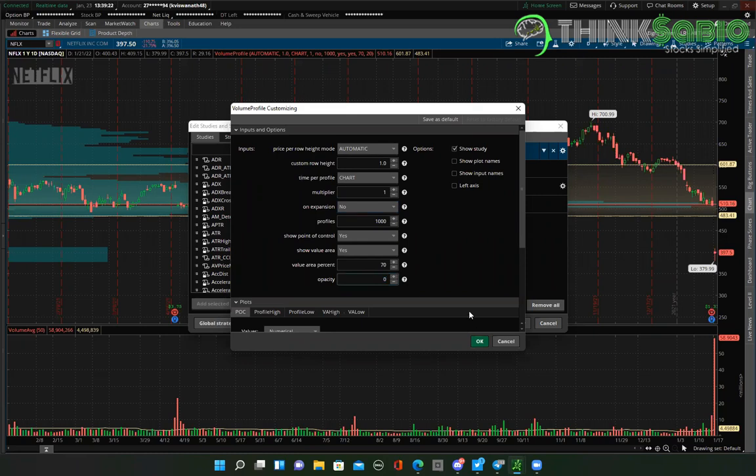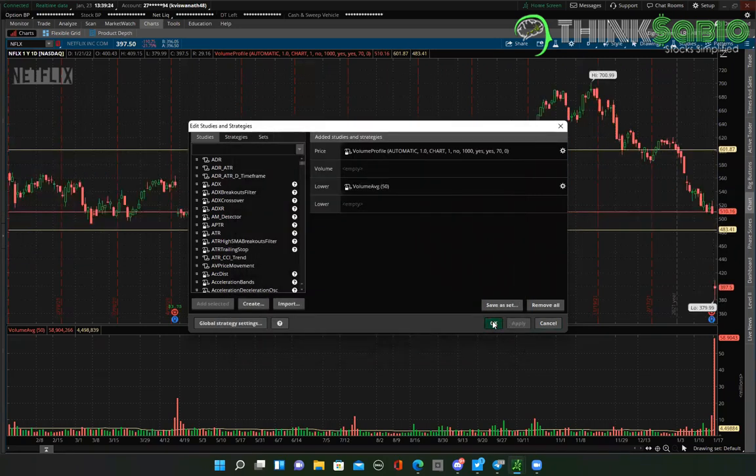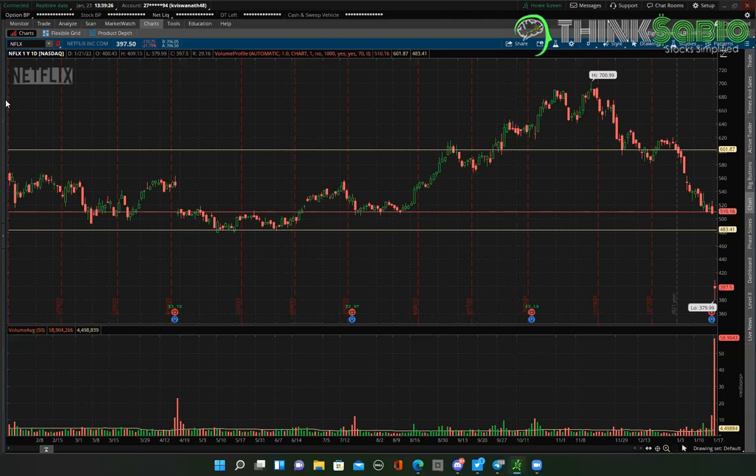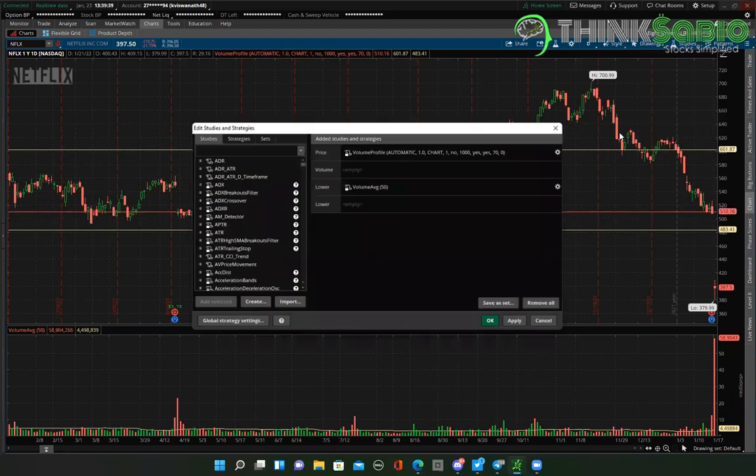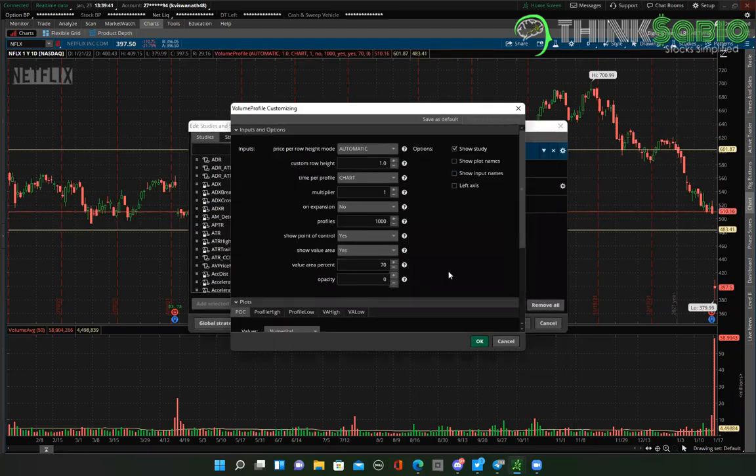What I like to do is change the opacity to 0, so I just have lines. I don't have those volume bars, because that's just a pictorial representation of volume. I don't need it. All I need is high, low, and point of control. So I will just simply remove those, make it 0.